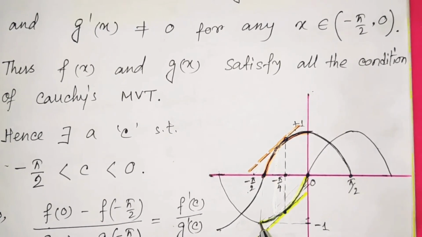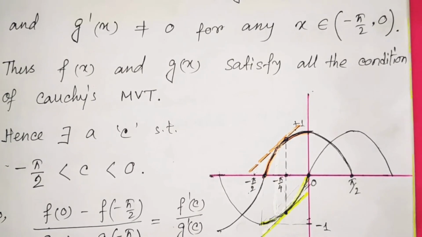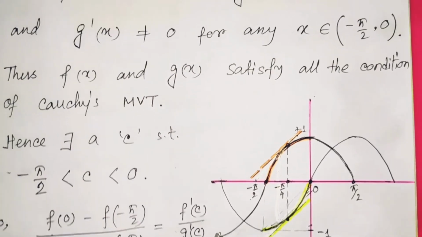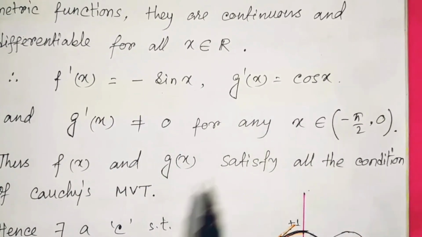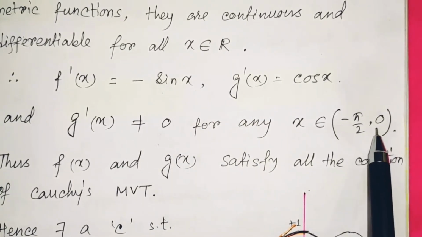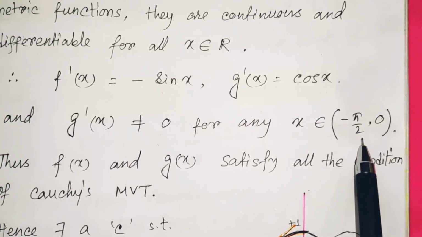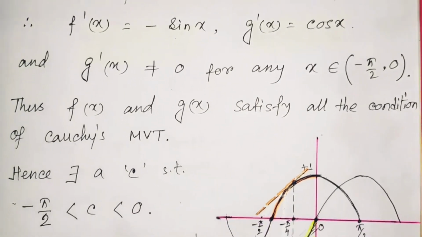Now what we will say is that both the functions, as they are trigonometric functions, are continuous and differentiable for all real values. Now the derivative of the first function is minus sin x, and of the second function is cos x. And definitely g'(x) is not equal to 0 within this range. 0 is not included, and minus pi by 2 is also not included. So now all the conditions for the Cauchy mean value theorem are satisfied over here.